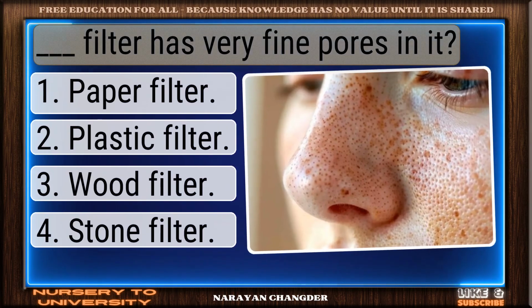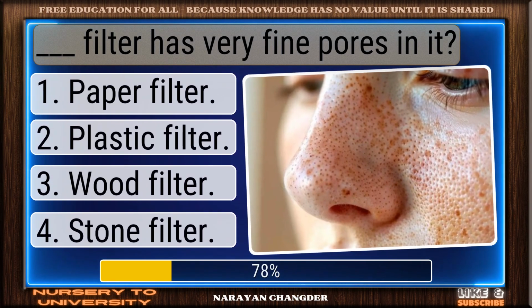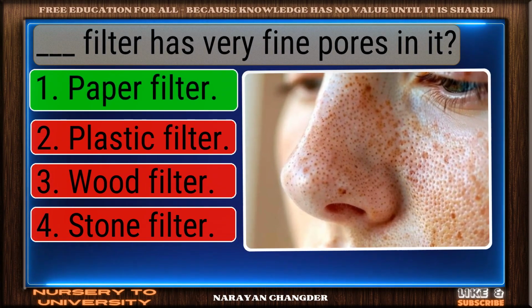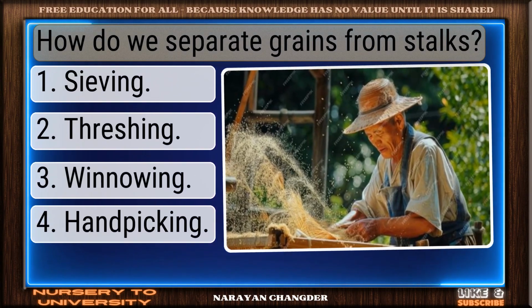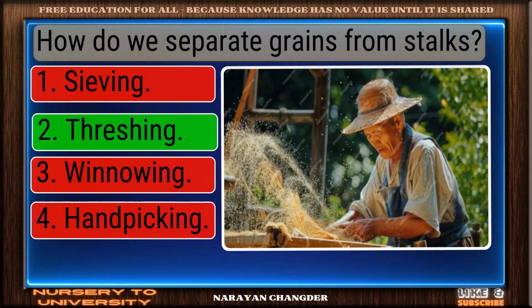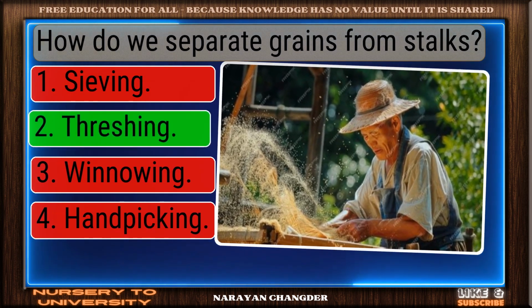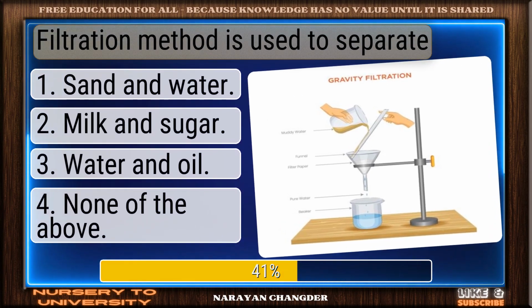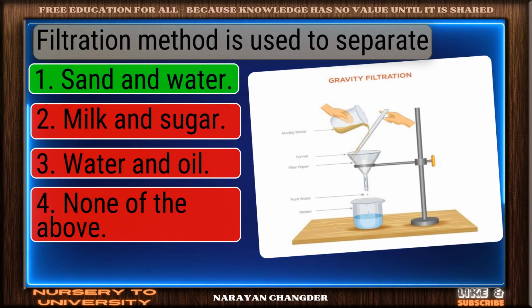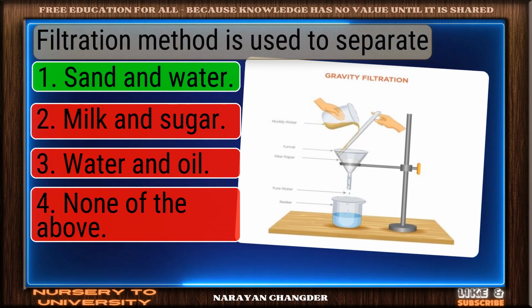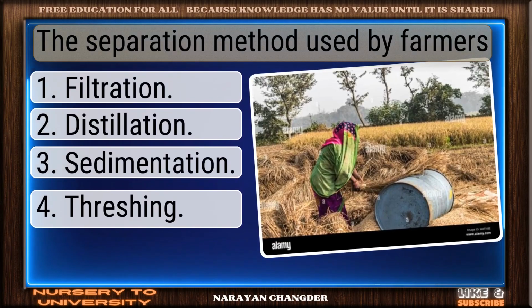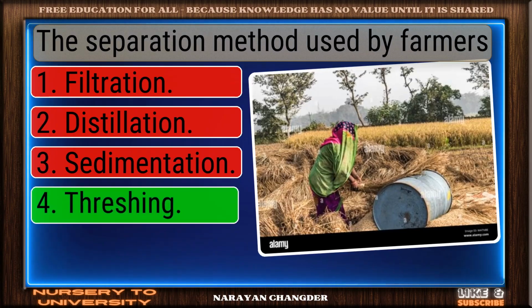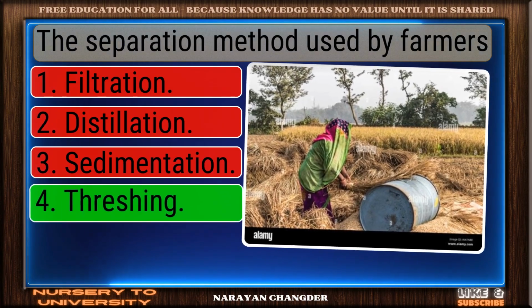Dash filter has very fine pores in it. Correct response. Paper filter is the most accurate answer. How do we separate grains from stalks? Good job. Your answer, threshing, works well here. Filtration method is used to separate. Clear logic. Your choice, sand and water, is sound and 100% true. The separation method used by farmers. Well reasoned. Threshing is the correct choice.